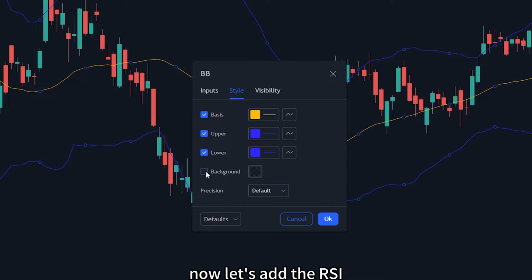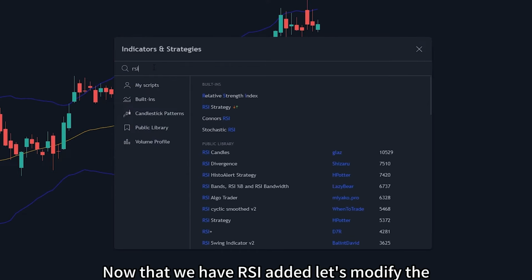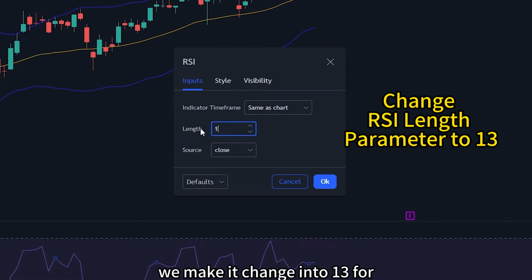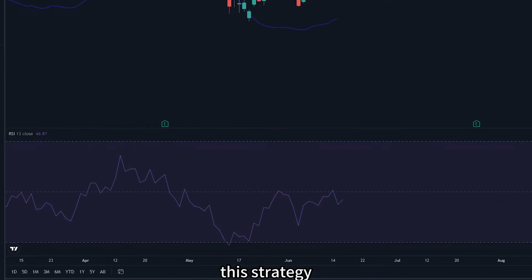Now, let's add the RSI. Now that we have RSI added, let's modify the settings a bit. The default parameter is 14, and we change it to 13 for this strategy.